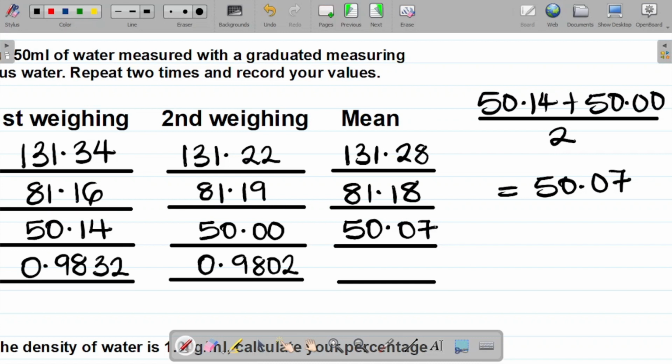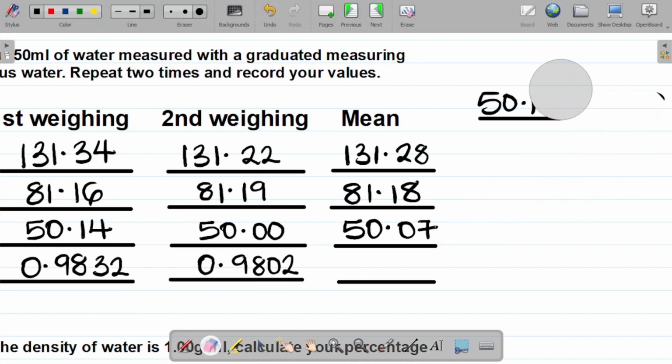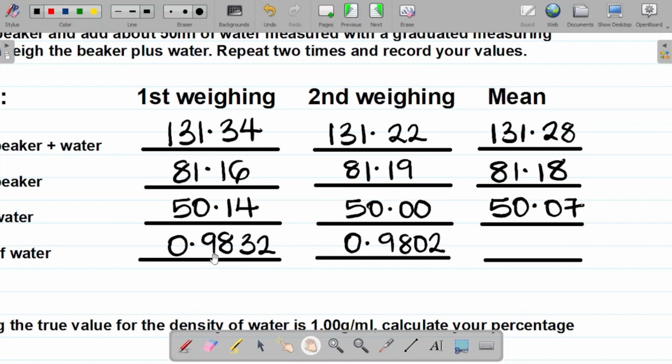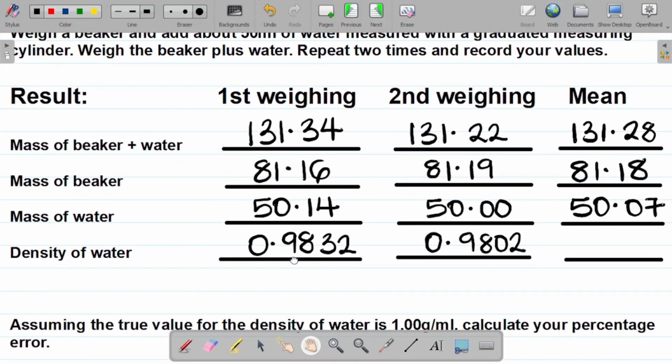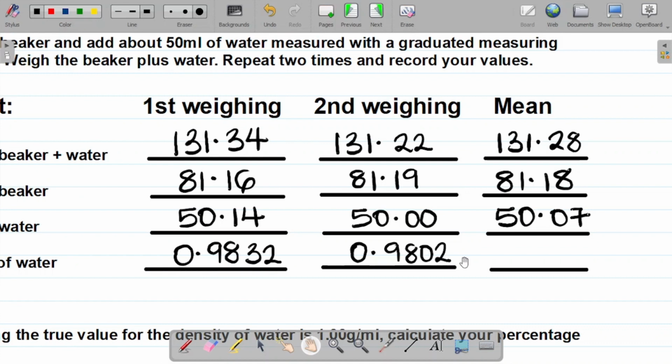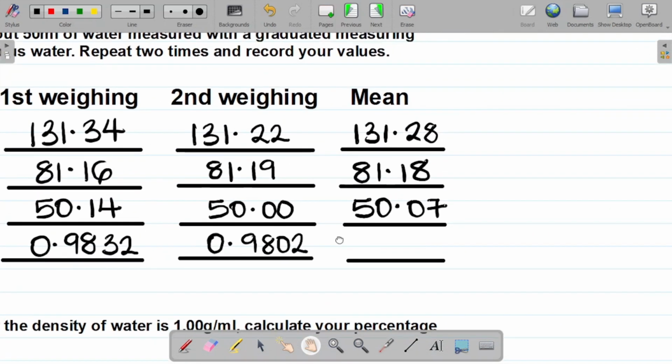All right, we have one final one. That's the last one there, the fourth one. The last one here, I have the density of water. So I had this as 0.49, 0.48, 0.9832, and then 0.9802. So I weighed this the first and second time.